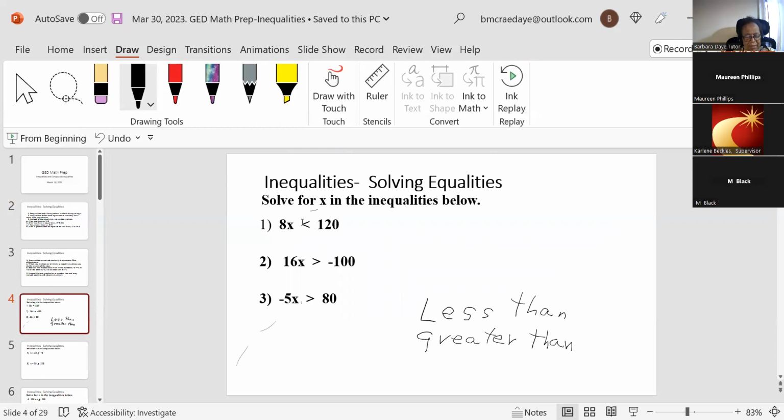So 8x less than 120. 16x greater than minus 100. Minus 5x greater than 80. Miss Barbara, do you see my answer? Oh, okay, just a minute. Let's see. So if it's a less than, then you've got to put the less than symbol. Okay, number one. Less than, greater than.